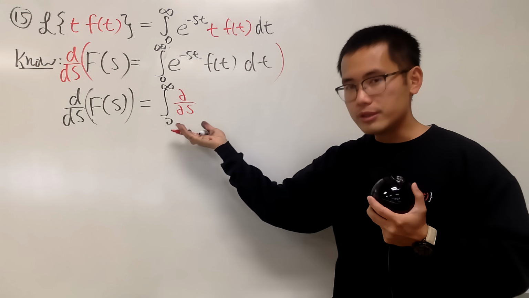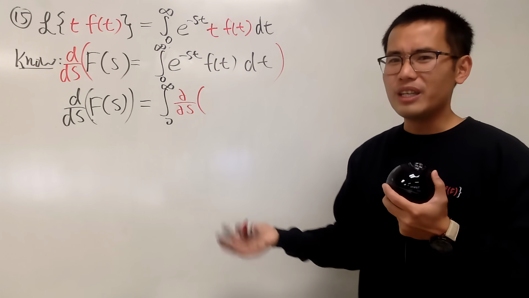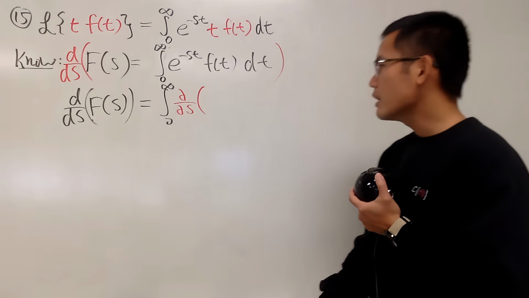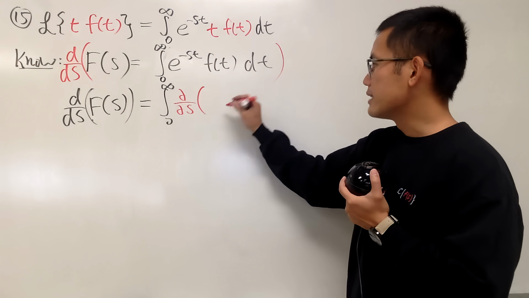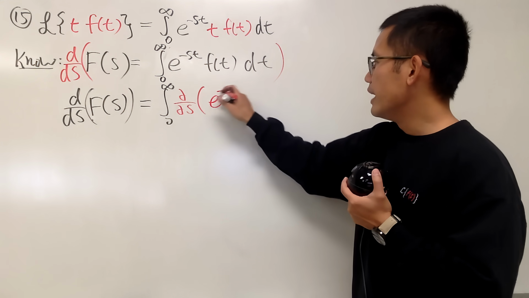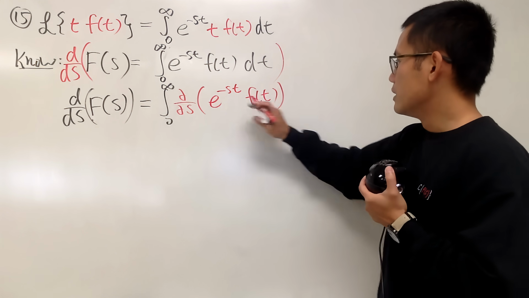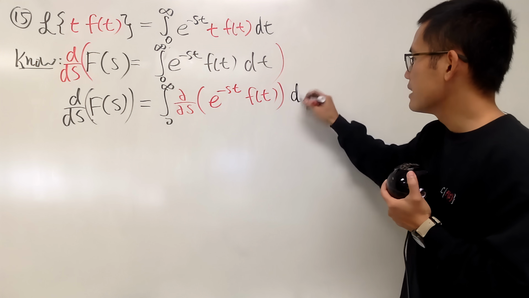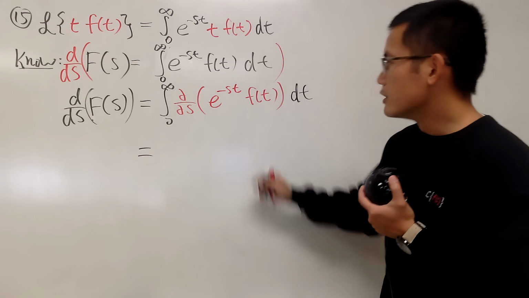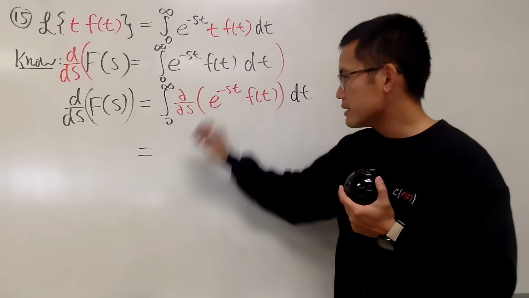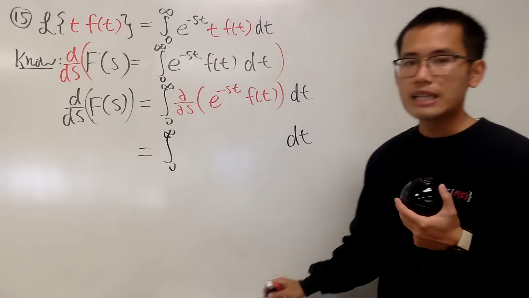The reason we change this to the partial notation is because inside here, technically, we have two variables. So we do the partial of this expression with respect to s. I will write this down in red. We get e to the negative st, and then we have f of t, and on the outside here, we still have the dt. Now let's focus on this part. So do this first. That means we can write down the integral from 0 to infinity, and we still have the dt on the very outside.